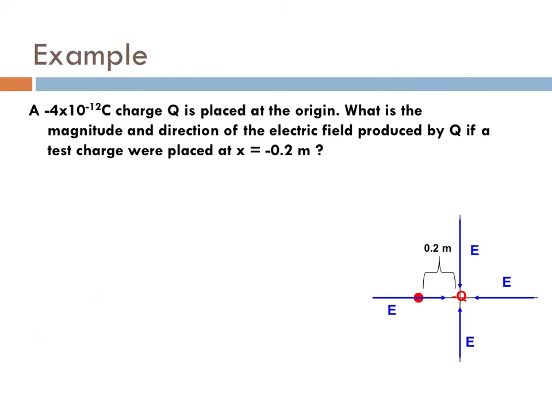In our last example, we have a negative 4 times 10 to the negative 12 coulomb charge Q, which is placed at the origin. What is the magnitude and direction of the electric field produced by Q if a test charge were placed at x is equal to negative 0.2 meters? Well, if we have a negative source charge, then our electric field is towards our charge. Our electric field goes in this direction.